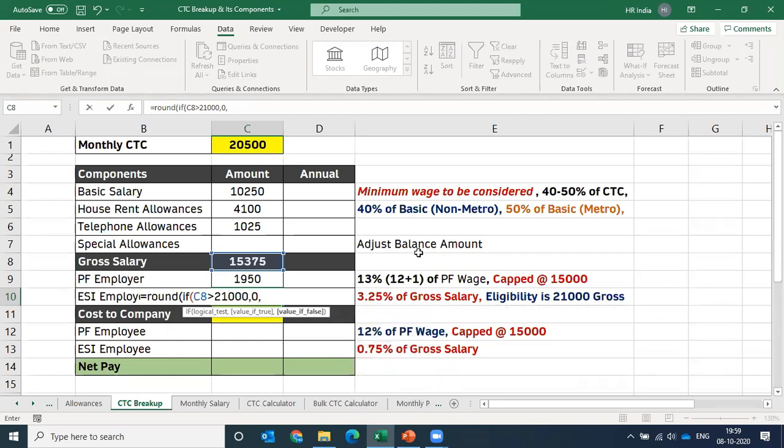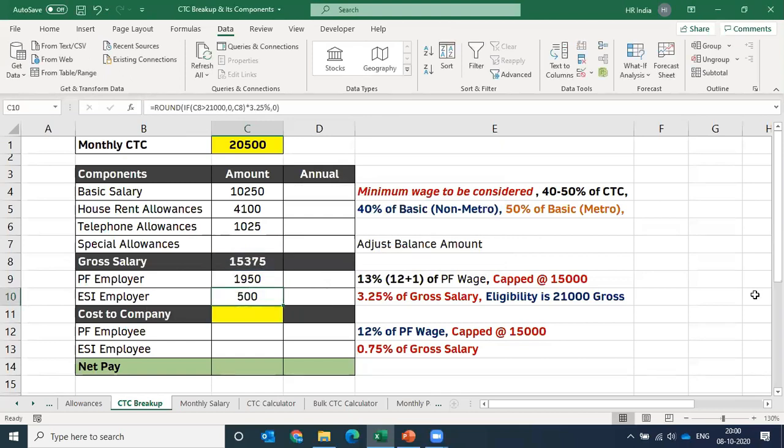Second outcome, if the logical test is false. So if the logical test is false, it means the gross salary of the employee is either equal to or less than rupees 21,000. In that situation, the person is eligible and we need to make the contributions also. And the contribution will go on the actual gross salary of the employee. So pick up the gross salary, close the bracket and put in the rate of contribution of employer. What is the rate of contribution of employer? It is 3.25% of the gross salary. Since we have added round in the beginning, add comma 0 in the end and close the bracket. Enter. We have calculated the employer ESI contribution as well.